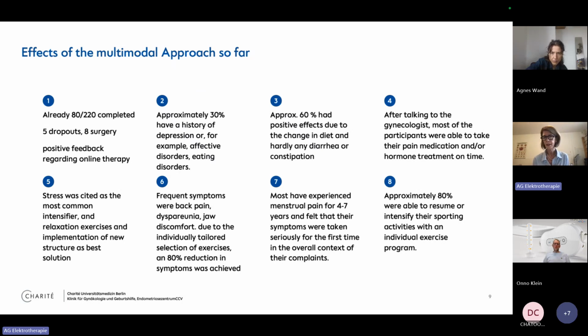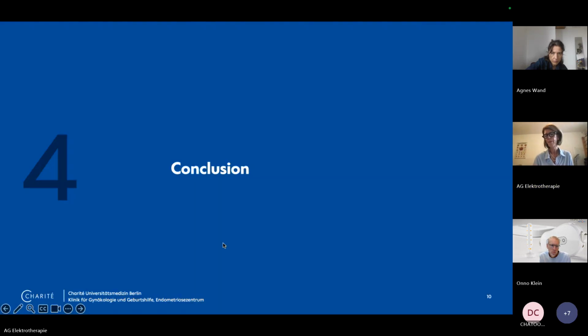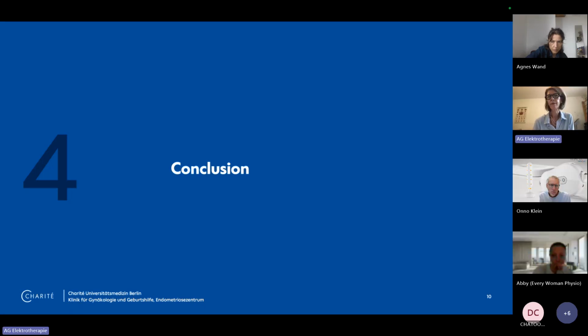And I think that's incredibly long. And they were taken seriously for the first time in our study. And approximately 80% were able to resume or intensify their sporting and activities of daily life with an individual exercise program. And a lot of them started to go to the gym or, yeah, continued in a normal range of cycles. So what was our conclusion?